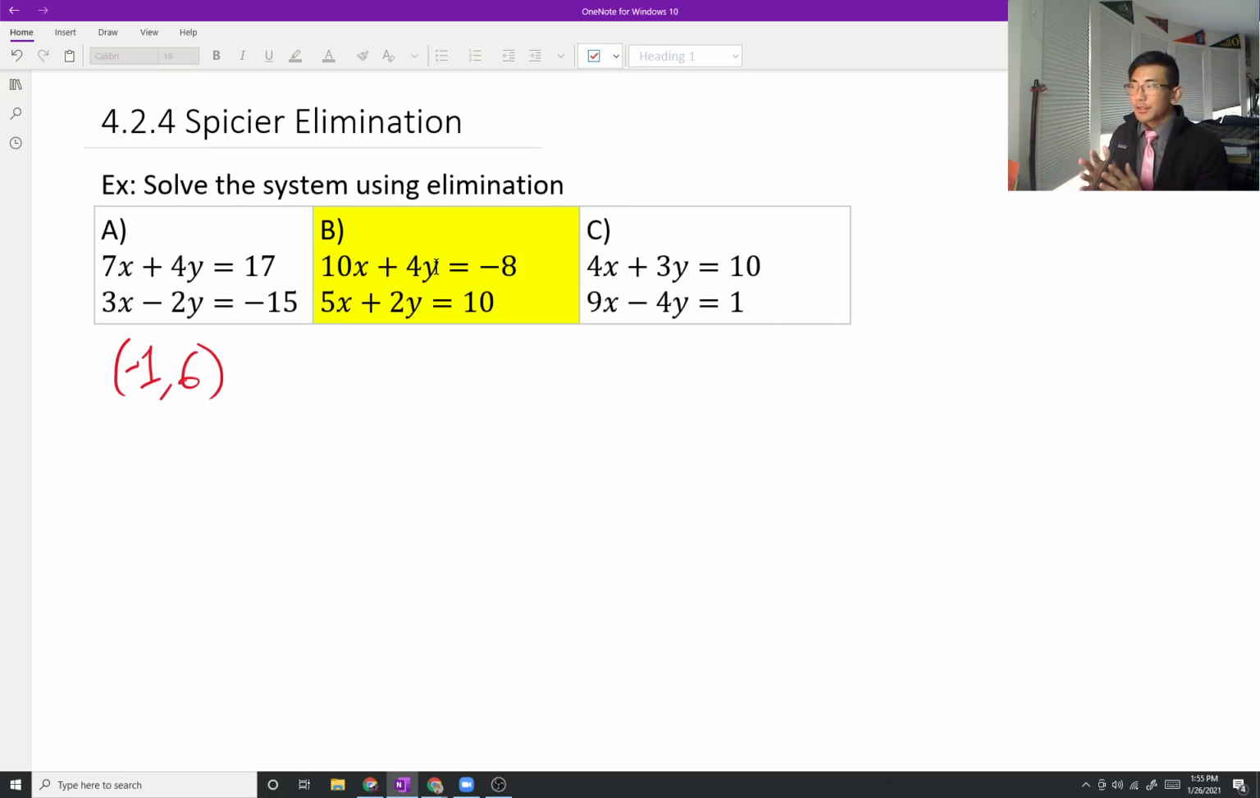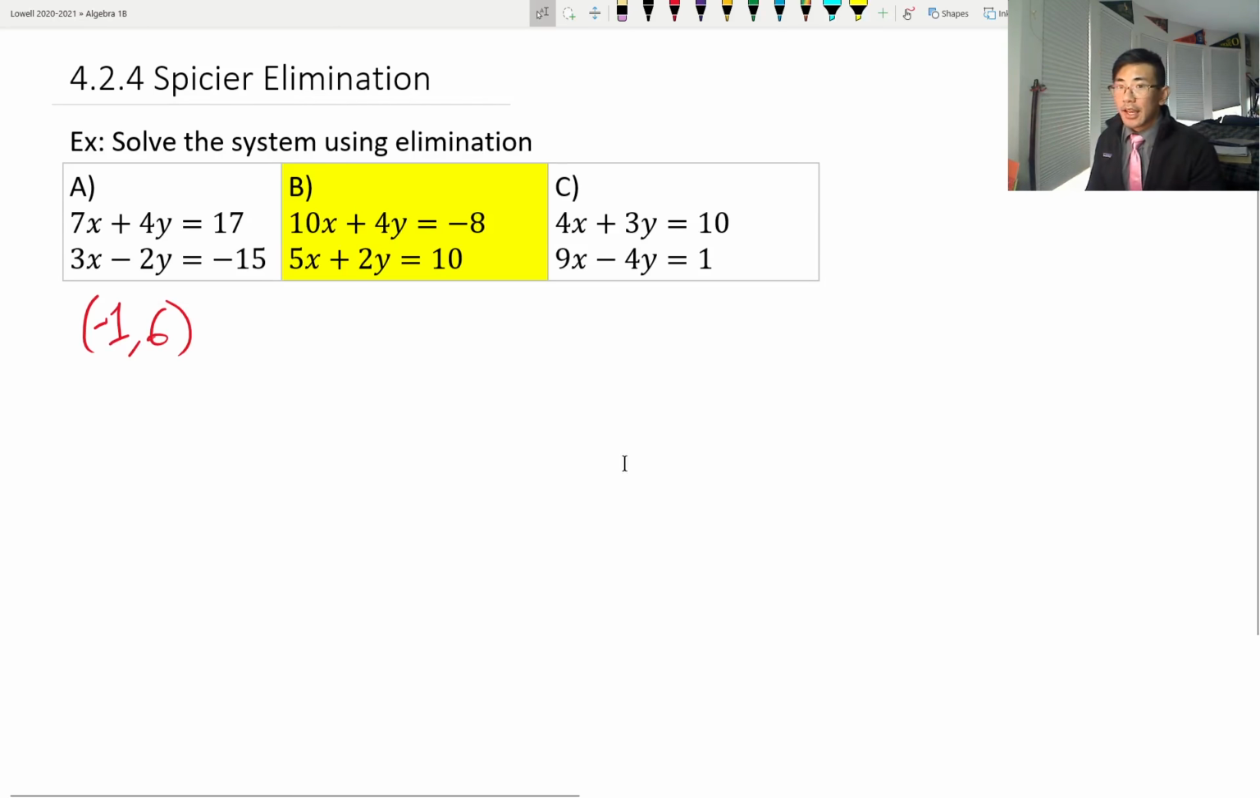Alrighty folks, welcome back. So here we're going to talk about a second example of solving an equation using elimination. In this case we're looking at B, the highlighted one in the middle here, and we can see that as is, we're not going to eliminate anything. If I add them together, I'll get 15x plus 6y, so I'll still have x and y. Even if I subtract them, I'll still have 5x plus 2y. Again, both variables still there. So I do need to change one of the equations.